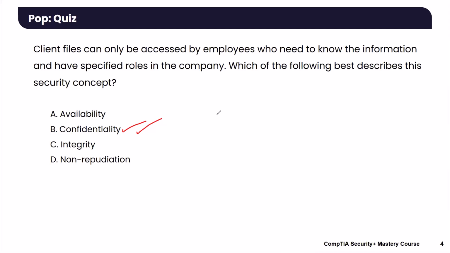Yes, we can. Valerie, take it away. I chose B because according to the question, it's talking about the file can only be accessed by the employee who needs to know the information. That's basically the definition of confidentiality. Love it. To keep it secret, not everybody's supposed to know the information. Love it. Thank you. Keeping secret secret. All right, good job. And looks like we all got it right.